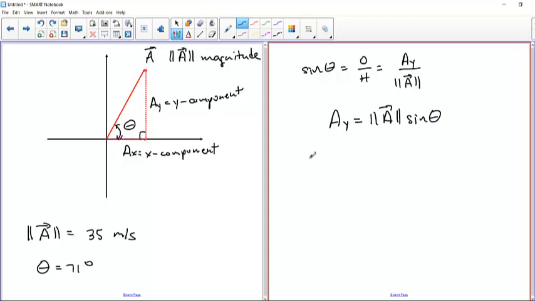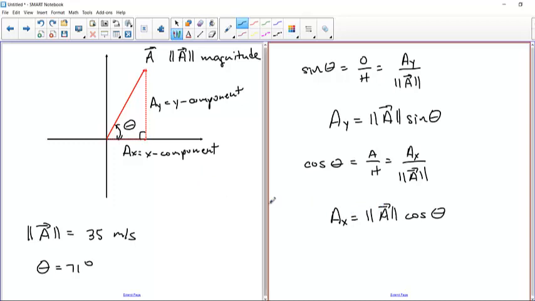Now the x component is associated with the adjacent side. So the cosine of theta is equal to the adjacent over the hypotenuse, the adjacent being the x component and the hypotenuse being the magnitude of the vector. So if I solve for the component A sub x, it's going to be equal to the magnitude of vector A times the cosine of the angle theta relative to the positive x-axis.